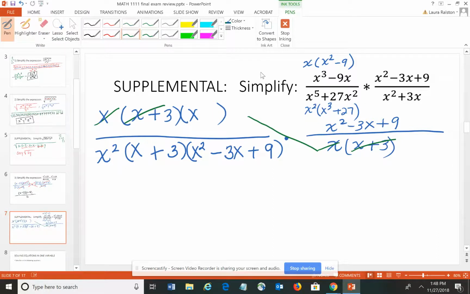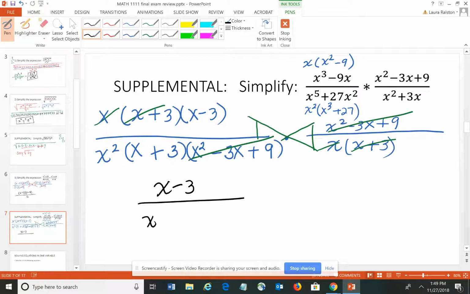Okay, let me put that back. Then on the other diagonal, I can divide out x squared minus 3x plus 9. Let's see, on the vertical, on the left, there's nothing, and on the right, there's nothing. So our final answer would be x minus 3 divided by x squared times x plus 3.